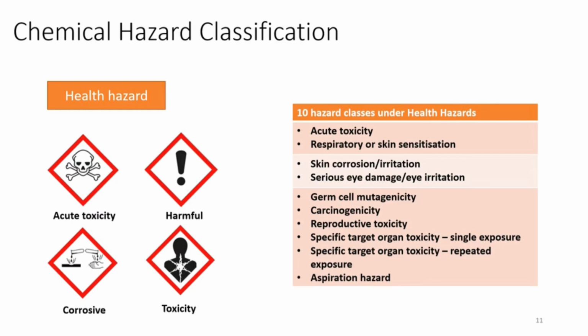The chemical can cause specific target organ toxicity through single exposure or repeated exposure. Aspiration hazard means that the chemical might cause severe acute effects, for example, chemical pneumonia or other respiratory problems.